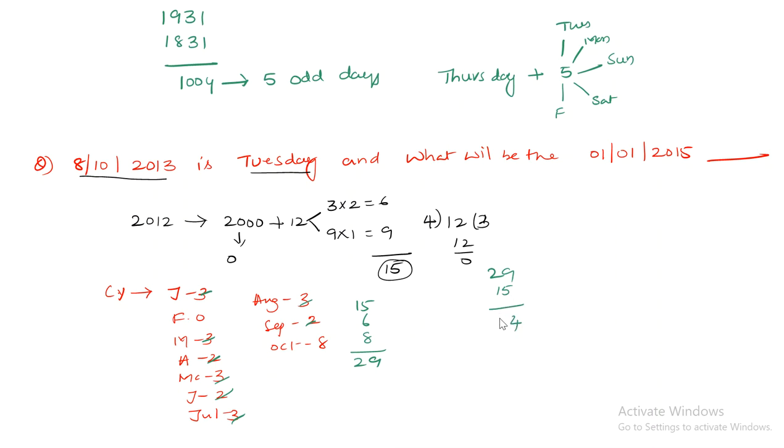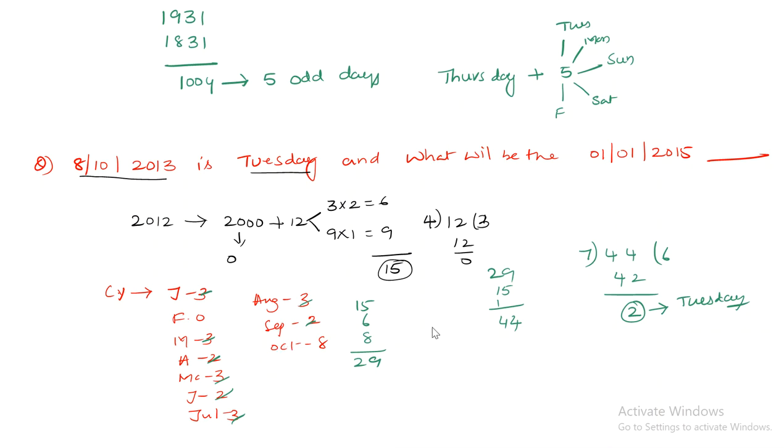So divide 44 by 7. 7 sixes are 42. The remainder will be 2. So 2 is nothing but Tuesday. Okay. Now if it's true, then similarly you can find for 2015. As per the same procedure, if you follow, you will find it here.